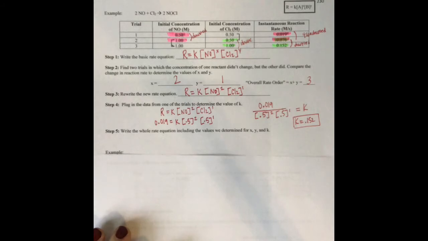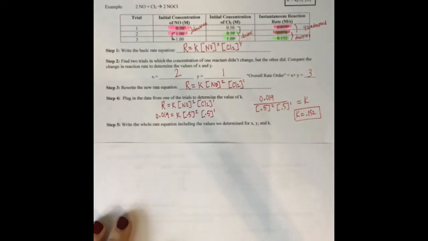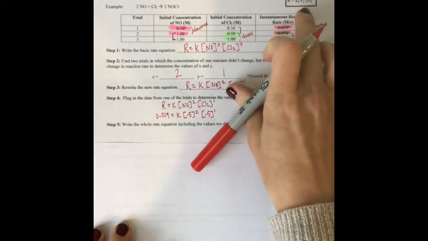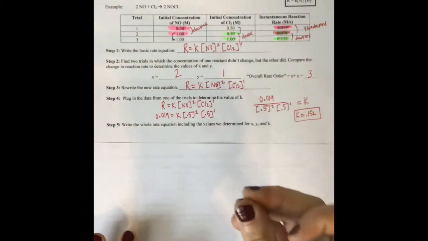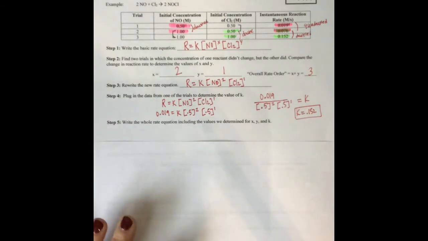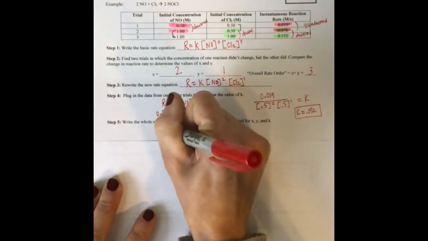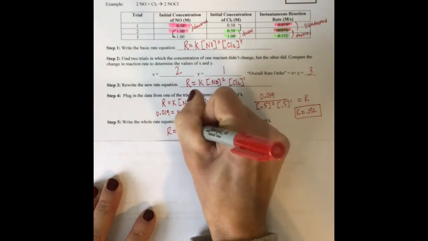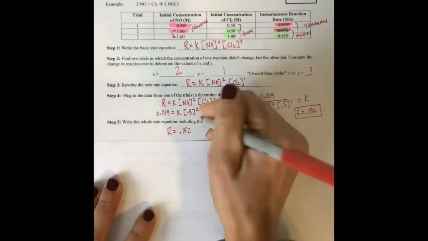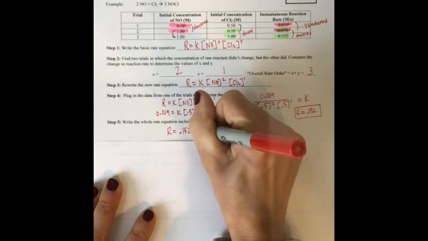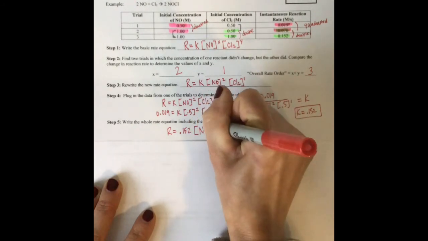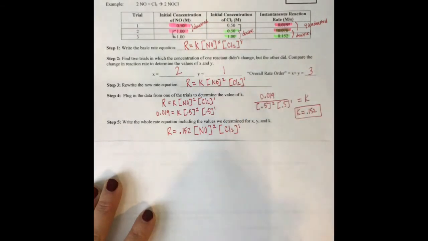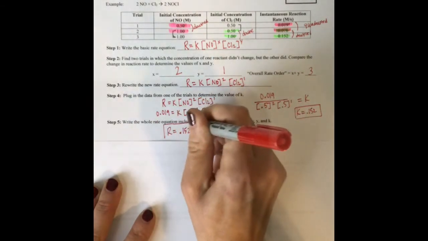Last step is to put this all together. So we've figured out all these pieces to fill in of this generic rate equation, and now we're ready to write the actual rate equation. So we're going to say rate equals 0.152, because we figured out what little k is, times the concentration of NO squared times the concentration of chlorine gas to the first. That is your final answer.